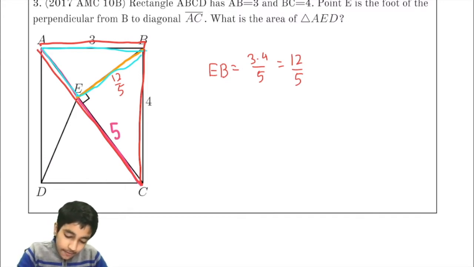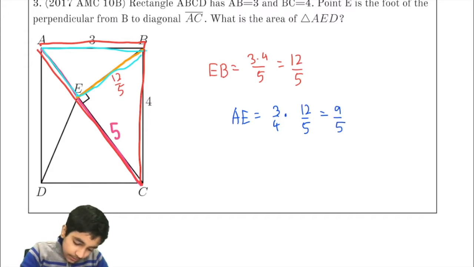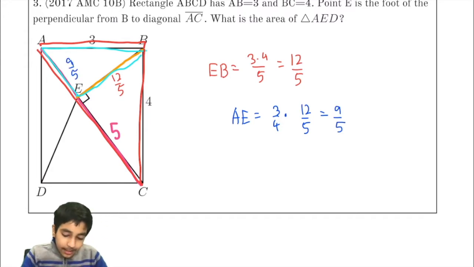So you can see that AE will have a length of 3/4 times 12 fifths, which equals 9 fifths. So AE is equal to 9 fifths. And then you can see that AD will have a length of 4. Okay, so now what can we do to find the area of AED?